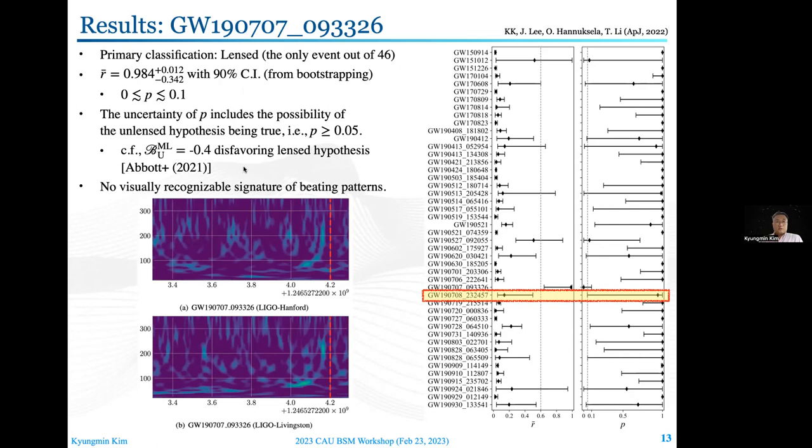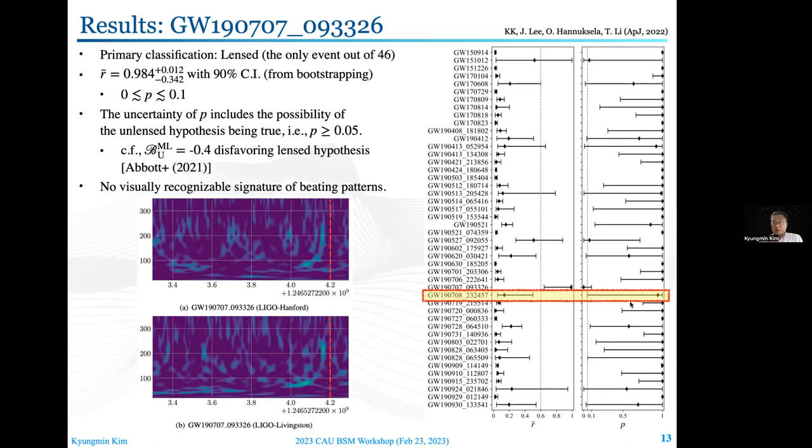And also from every case study, the Bayes factor for this event was minus 0.4, which is favoring the lens hypothesis. And also when we plot the median probability and the p-value distribution, this event is covering also including the unlensed hypothesis being true.